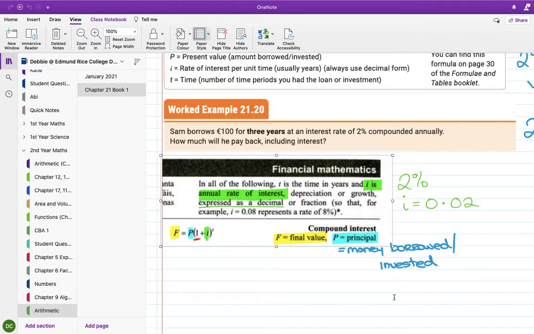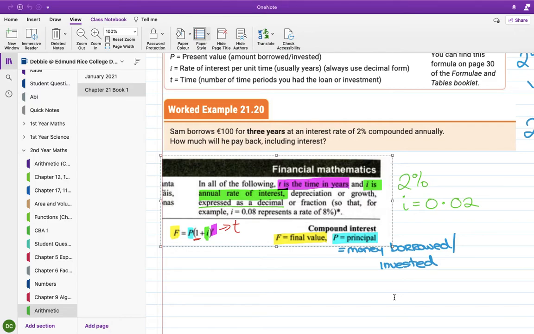Okay, we put it in as a decimal. You can use a fraction as well if you want, but normally stick with decimals. All right, and then the last one, it's really small, but it's there. It's a T, and you can see here, T is the time in years.